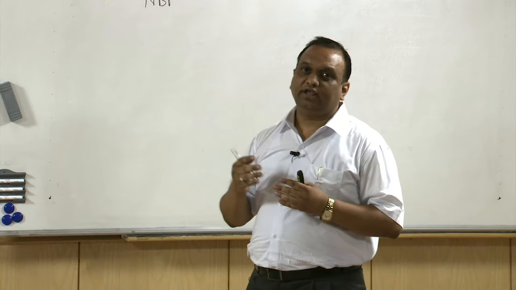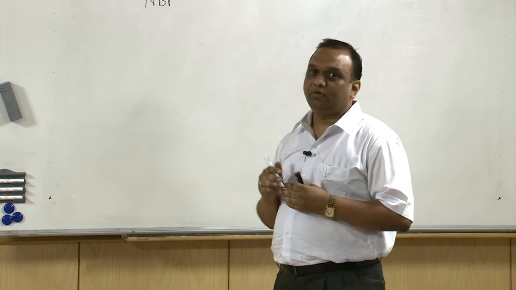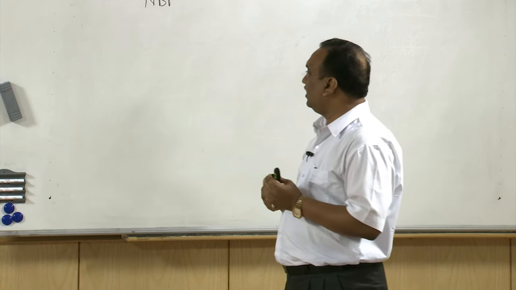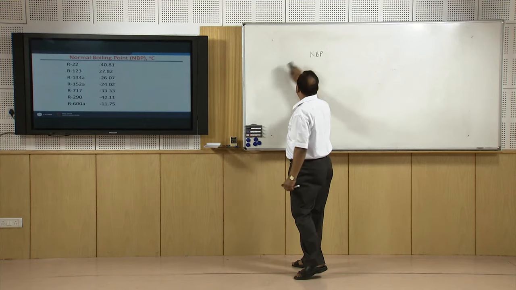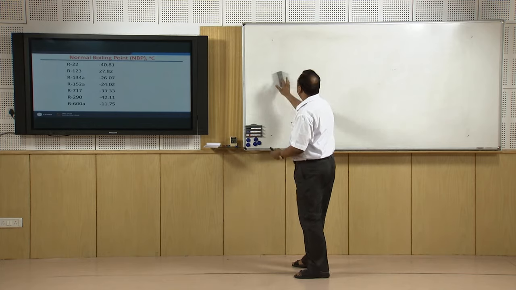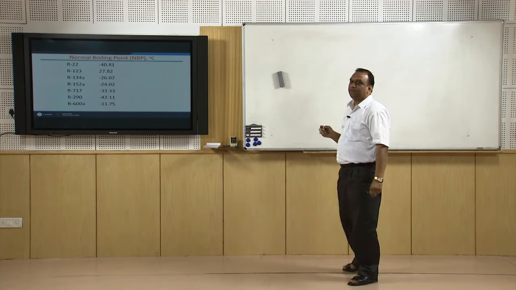So, these normal boiling points decide what the pressure inside the system should be. If the normal boiling point is low, the system will work at high pressure. And if the normal boiling point is high, the system will be a low pressure system. And the pressure ratio at high normal boiling point will be more. For this, we will do some derivation with the help of the Clapeyron equation.